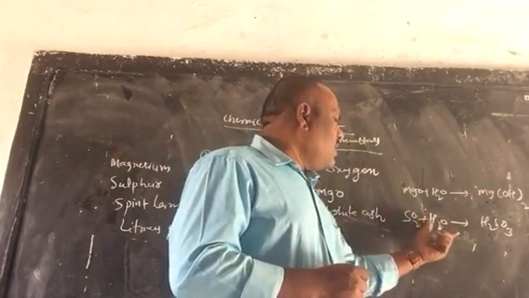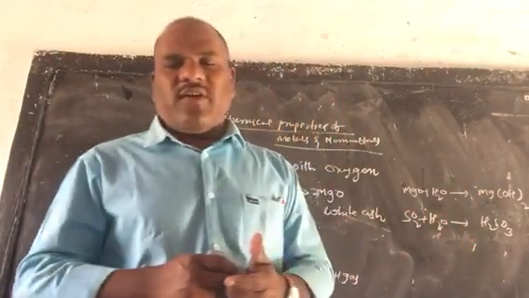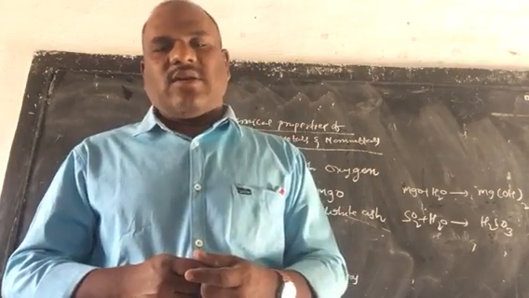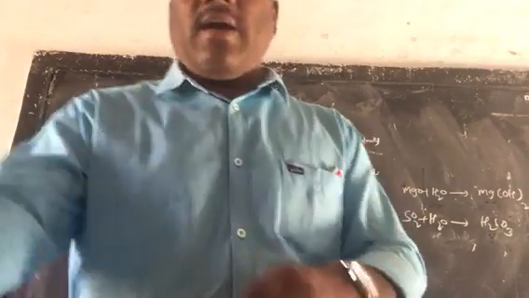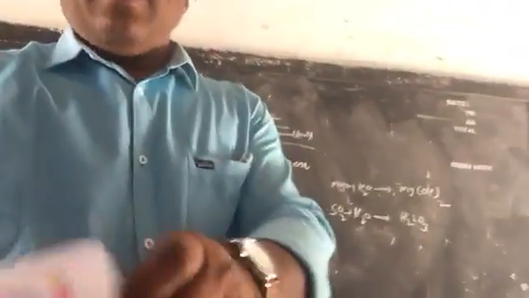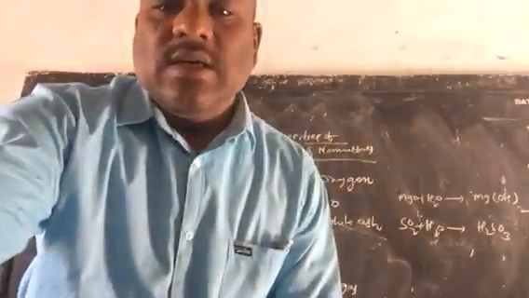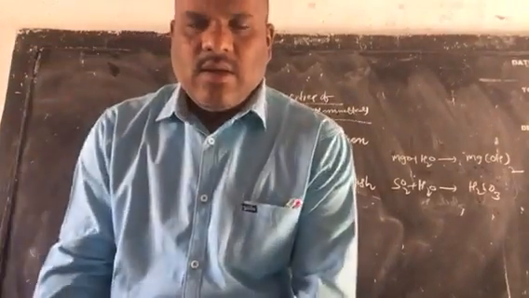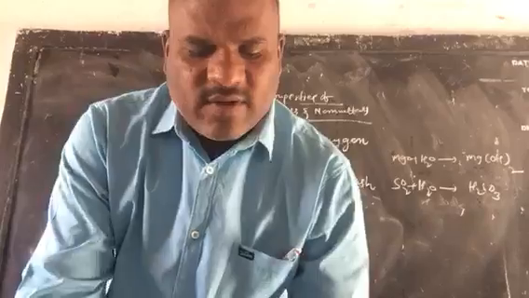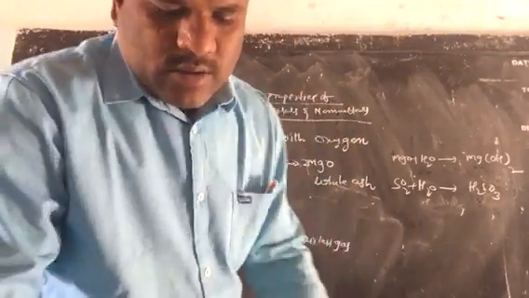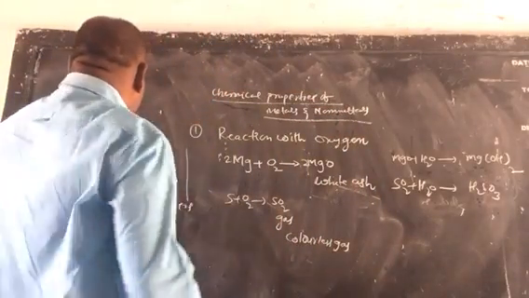When sulfur dioxide reacts with water, it produces sulfurous acid, which is acidic in nature, children. So let us see the second activity: reaction of acids. For example, when acids react with metals, children.